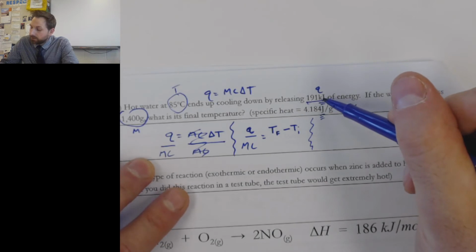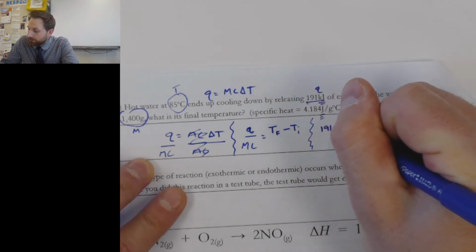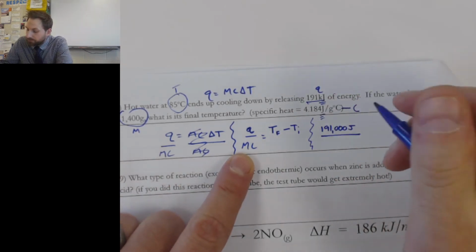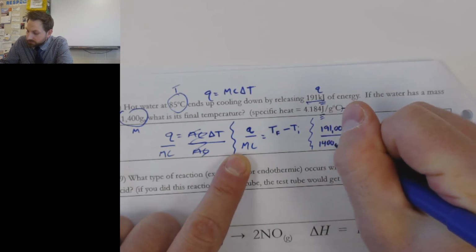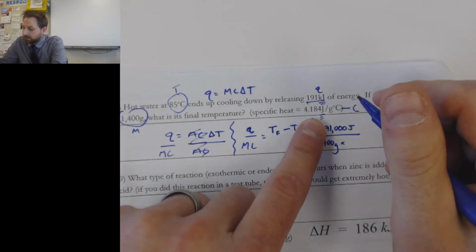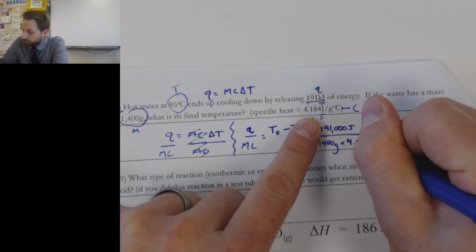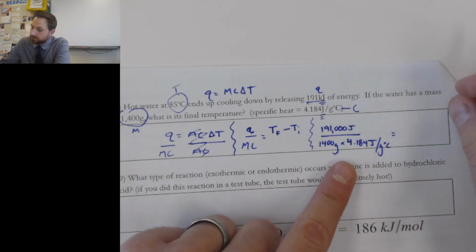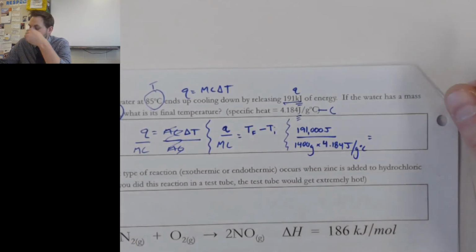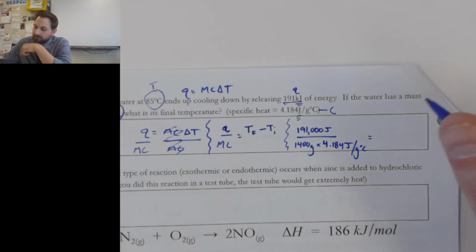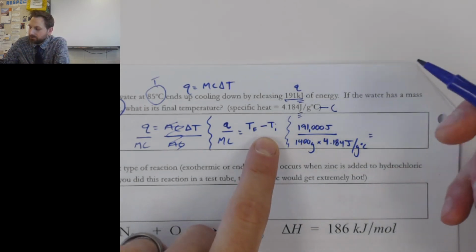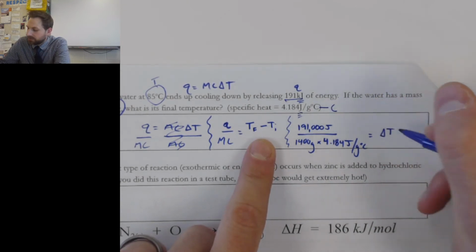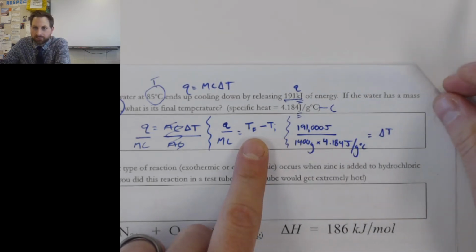So I have 191 kilojoules of energy, which is 191,000 joules of energy. On the bottom, I have M for mass, which is 1,400 grams. And I also have the specific heat, C, 4.184 joule per gram degrees Celsius. And I'll have that equal to delta T. Should I leave it as TF or minus TI? What would that do? Let's go ahead and find delta T, and then we'll talk back about what I'm doing here in the middle.